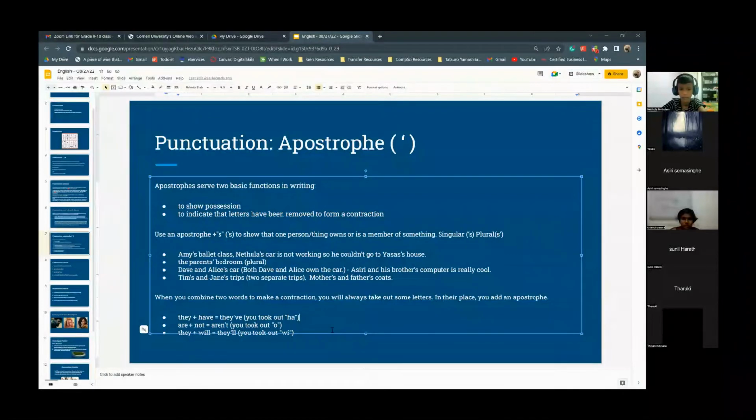All right. So now we can also use two words to make a contraction, which is to combine two words together, right? So for example, we have "they have," which is combined to "they've," and then "are not," which is combined to "aren't," and then "they will," which is combined to "they'll." And those are combined using an apostrophe. So instead of saying "they have an awesome school," you could say "they've an awesome school."